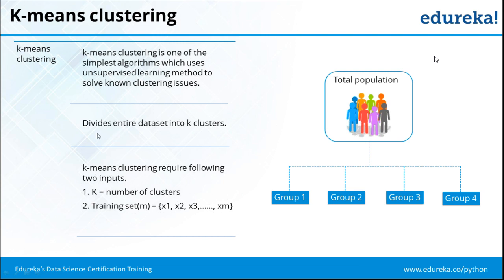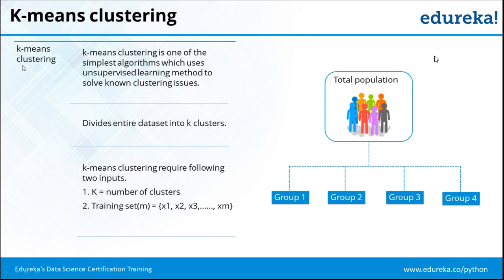So how does it actually work? It works by dividing the entire data set into K clusters. So why are we calling it K-means clustering? Here we have the two terms, K and means. We will see what the meaning of means is. And K is representing the number of clusters.